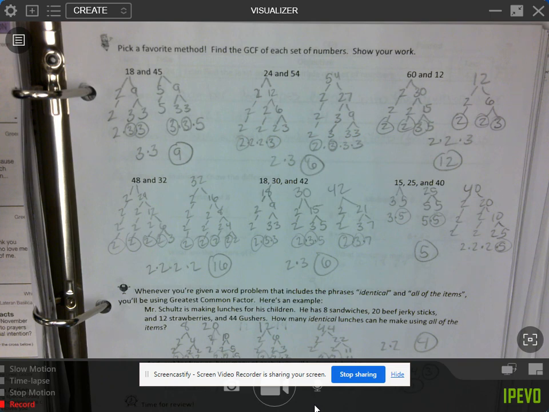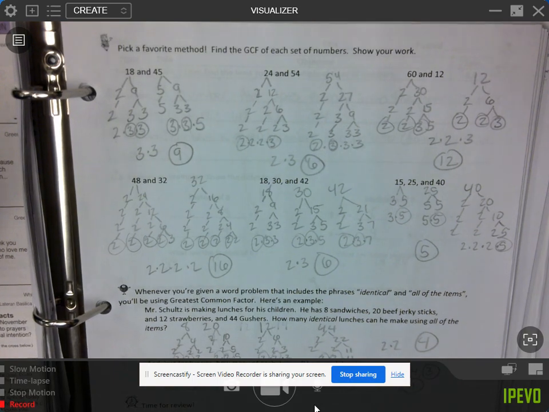Any other ones that you want me to go over on this top part? Kelly, do you have one? Okay, so let's look at our word problem.